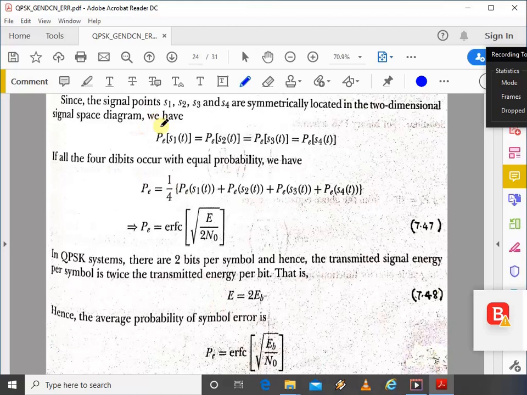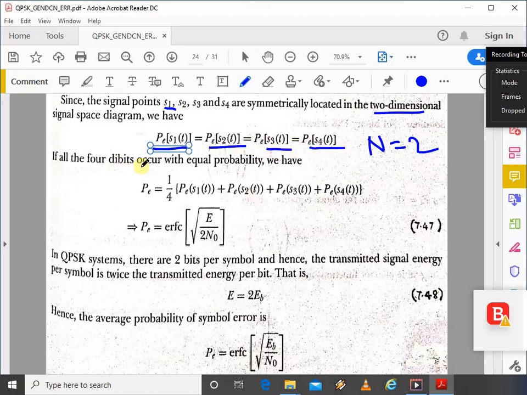So this way we are assuming that the signals S1, S2, S3, S4 are symmetrically located in the two-dimensional signal space diagram. Why is it two-dimensional? Because here we are using two basis functions, so it is called two-dimensional. Therefore, if they are symmetrically located, then the probability of error of message S1, S2, S3 and S4 are equal.